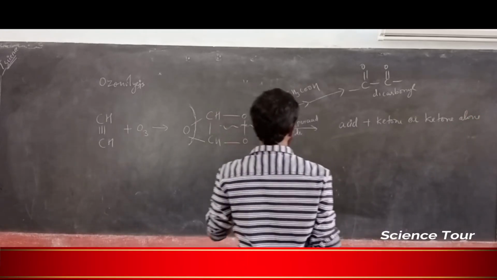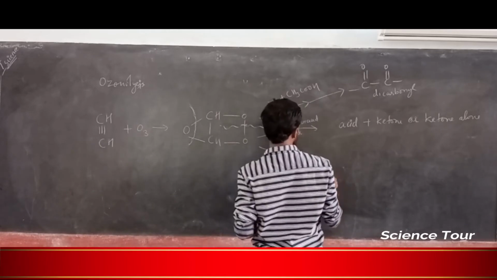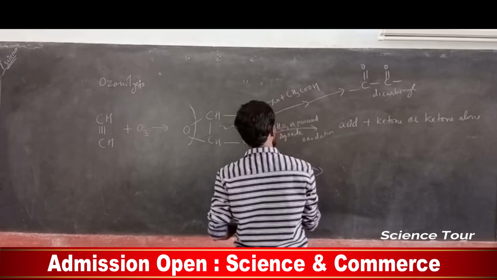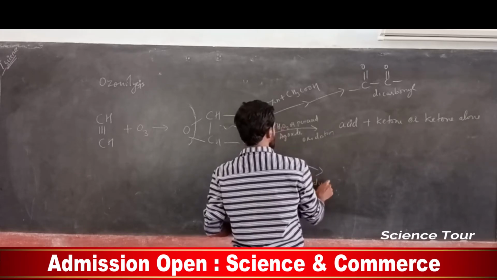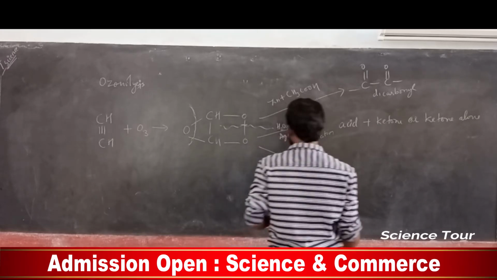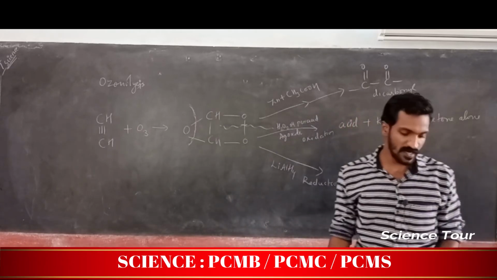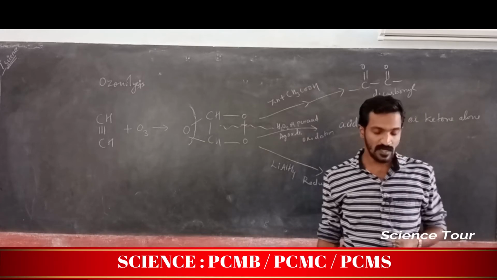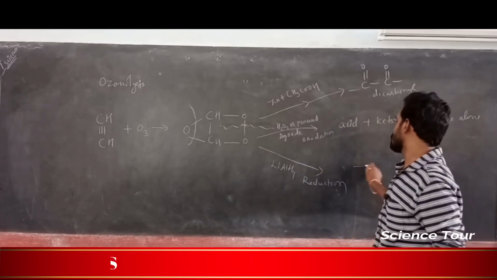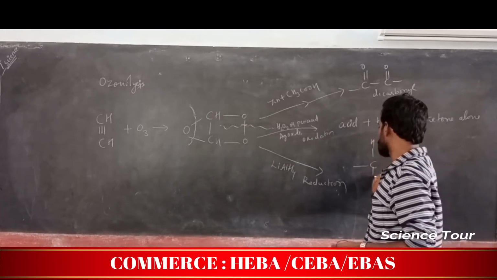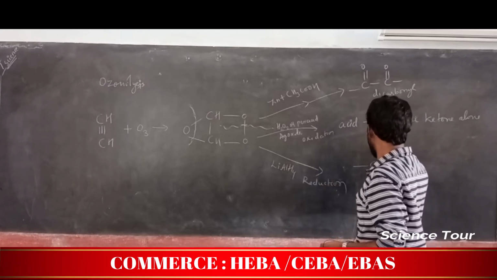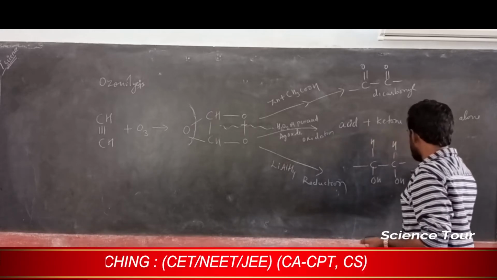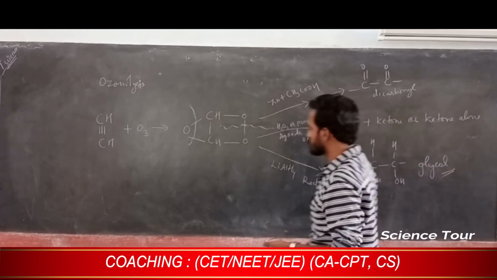If it reacts with the lithium aluminum hydride, reduction takes place. This is actually an oxidation process, and here a reduction process takes place. So what product are you getting, my dear students, for this one? Glycol. Glycol formula is this.